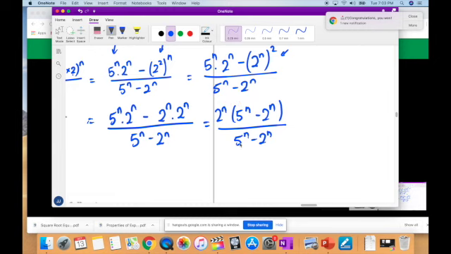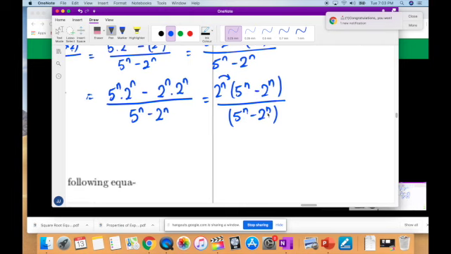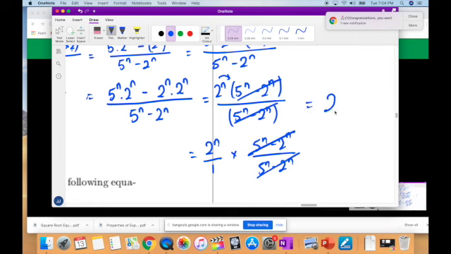So now, guess what? These two could now cancel because this is being multiplied here, and these two are the same thing. Remember, since this is being multiplied, I could actually pull it out and say 2 to the n over 1 is being multiplied by 5 to the n minus 2 to the n, all over 5 to the n minus 2 to the n. That is why these two will cancel, and your answer is 2 to the n.